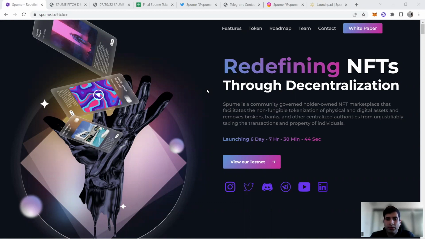Today I'm going to talk about Spume, which is more of a NFT project. Some of the unique selling points are that it's a decentralized application that can be built on top of any protocol, and it provides the frames for a website. And it's also a community governed NFT marketplace.